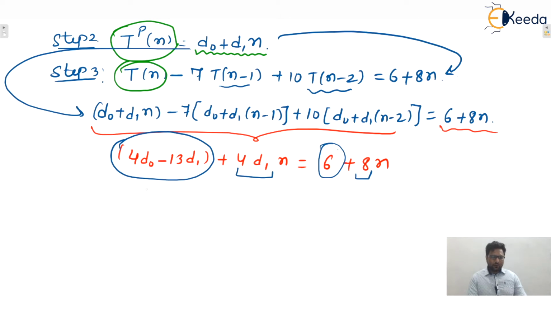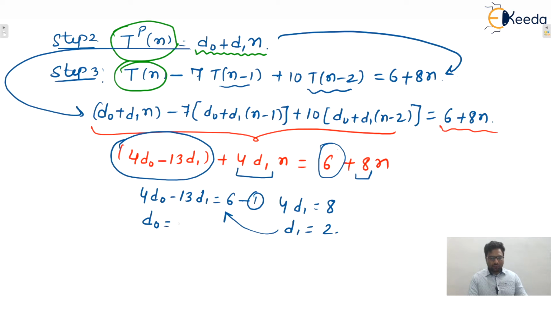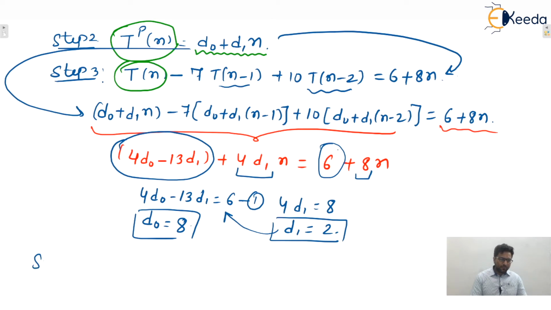So equating the coefficients, 4 d0 minus 13 d1 is equal to 6 and 4 d1 equals 8. From here the d1 value will be 2, and put this d1 value in this particular equation, let's say equation 1. So from here d0 will be 8. So these are the values of constants d0 and d1. That was step 3.